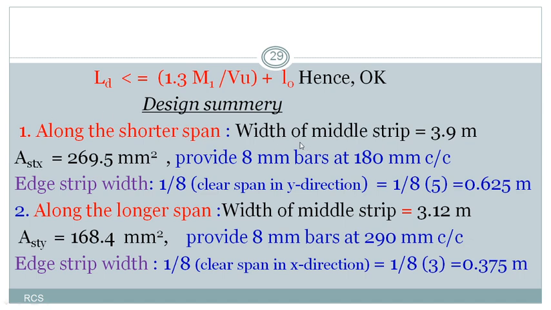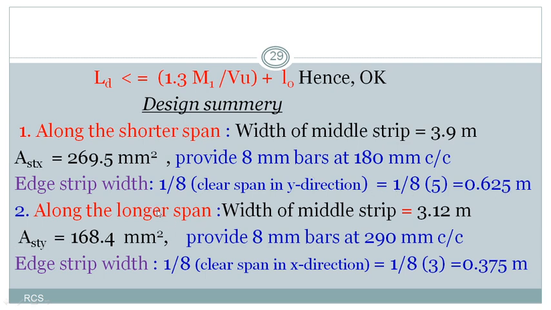So let us see the summary of our design. Along the shorter direction, the width of the strip is 3.9 meters and the area of steel provided in the midspan region, that is the middle strip region, is 269.5 mm square, and we are providing 8 mm bars with a center to center distance of 180 mm, and width of that strip is 1/8 of clear span by direction, that is 0.625 meters.